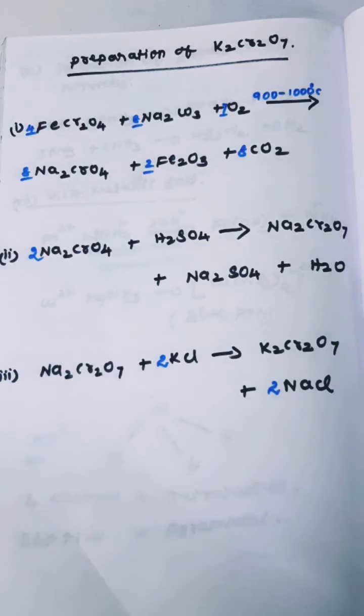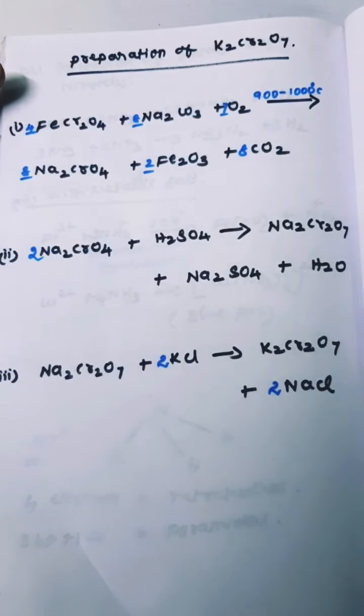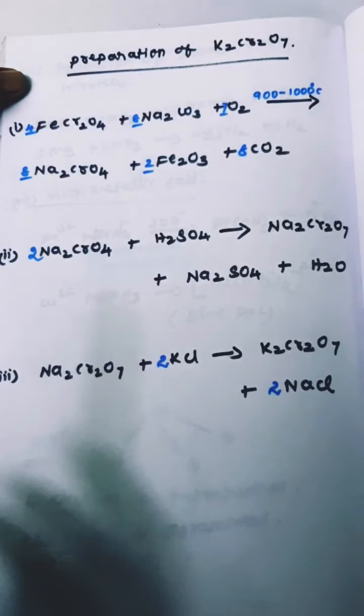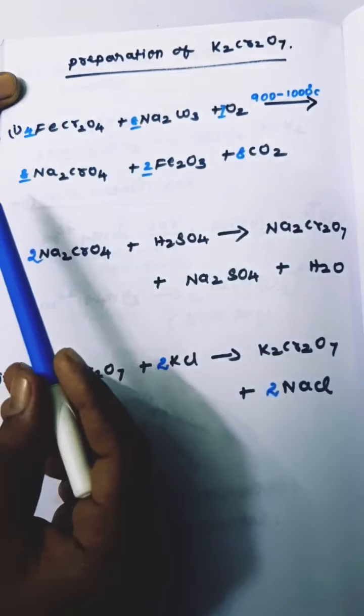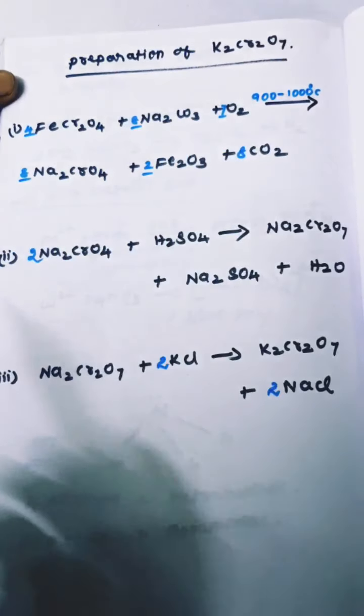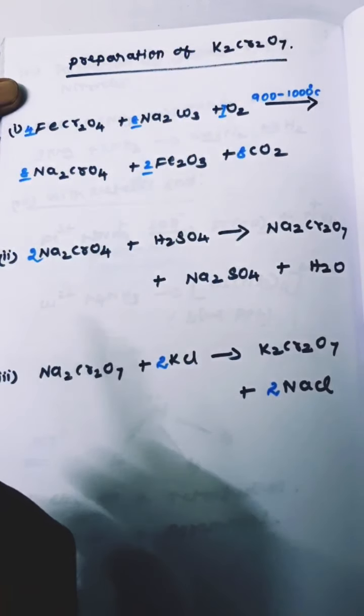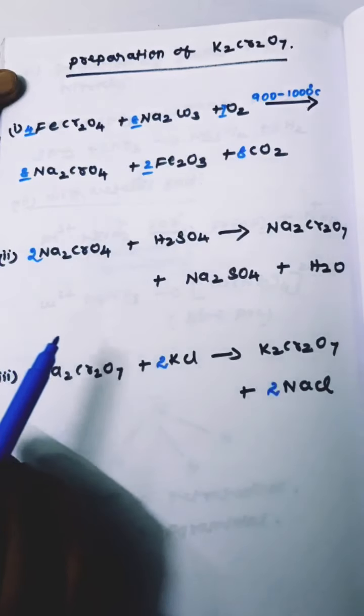Students, this is D block element, 12th standard chemistry. In this video we are going to discuss the preparation of potassium dichromate. Potassium dichromate formula K2Cr2O7. So how to prepare the potassium dichromate? Actually, potassium dichromate is an orange red color crystalline substance.